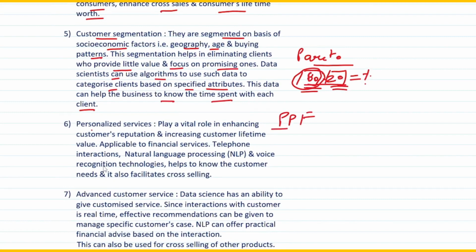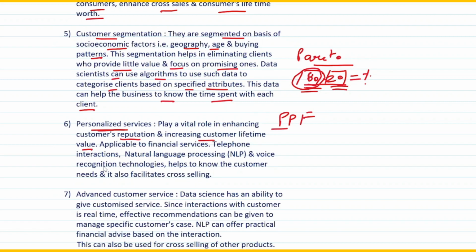The first P talks about personalized service. Okay, what is personalized service? It plays a very vital role in enhancing customers' reputation, right? If you give a personalized service to someone, obviously that will help you to improve your reputation from the customers' perspective, and it also increases customer lifetime value, right? Because the customer stays with you for a longer period of time, so that automatically increases their value also, right?